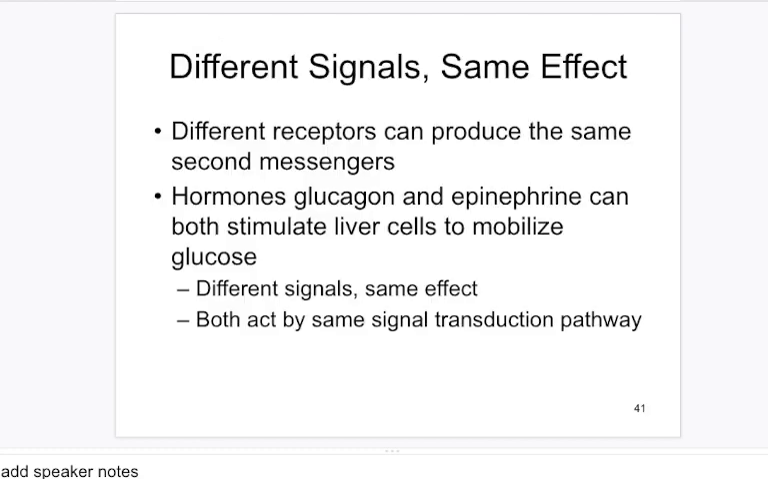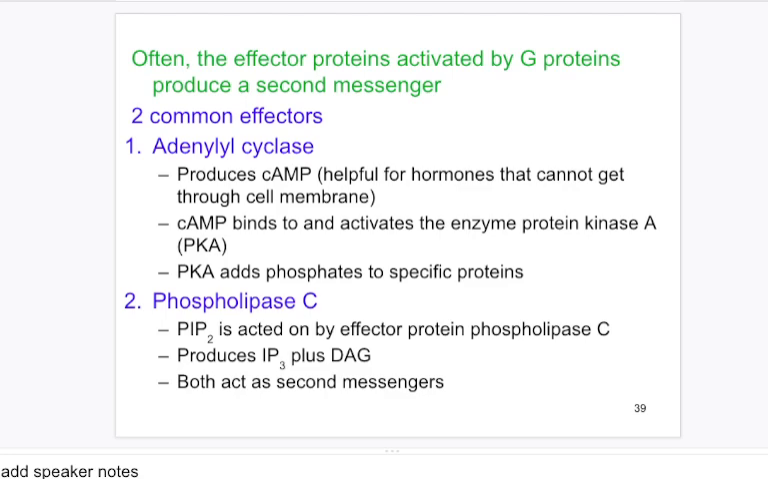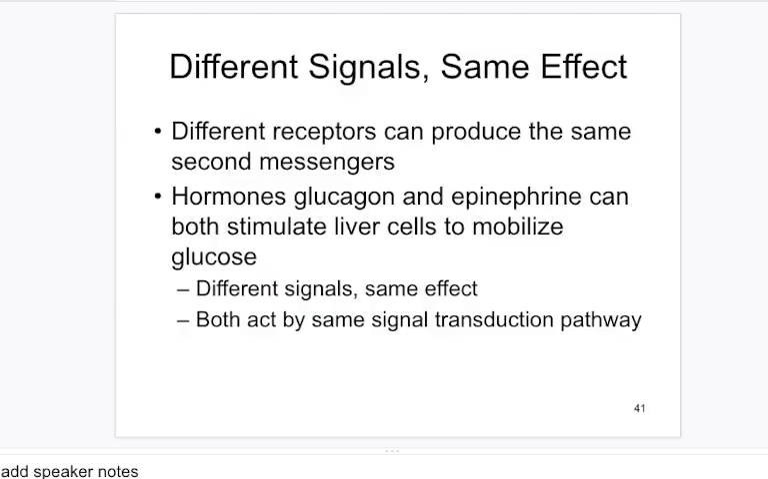Different receptors can produce the same second messengers. So even though we have different receptors, many of them might still use the cAMP pathway or the other secondary messenger, phospholipase C. Hormones glucagon and epinephrine, in fact, can both stimulate liver cells to mobilize glucose. Different signals, but they both have the same effect. Both act by the same signal transduction pathway. So just because we have different signals doesn't mean we're aiming to target a different response from the same cell.